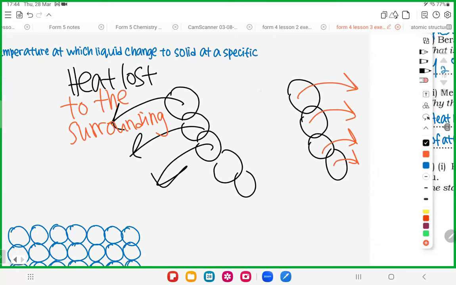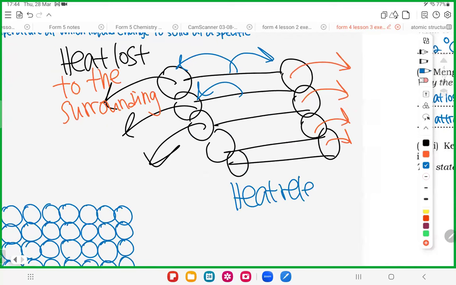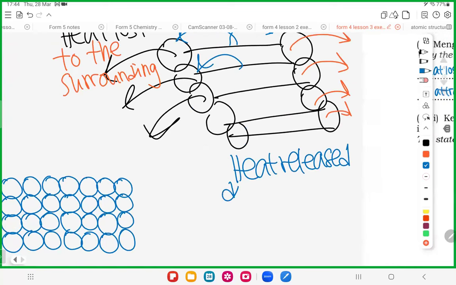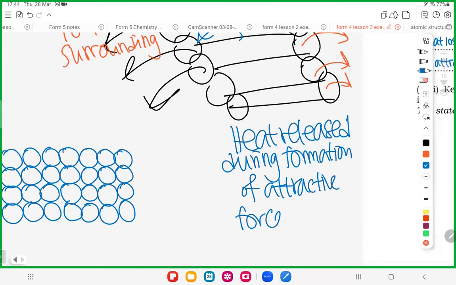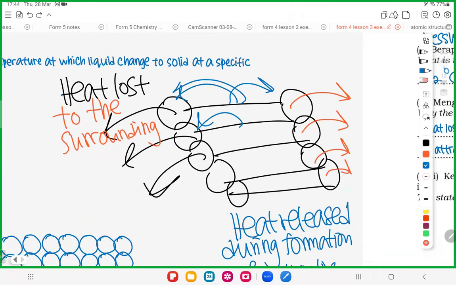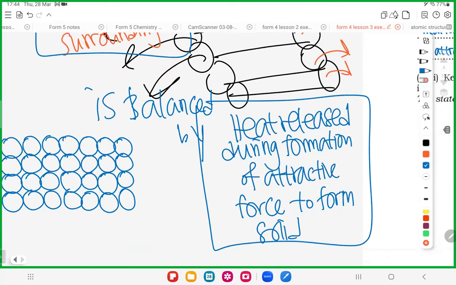So this heat loss to the surrounding is the same as the energy you get back when the particles join together. When they join together, you get back extra energy. This energy you get back is called heat release during formation of attractive force. Why do you want to form attractive force? Because in freezing, we want the liquid to join together in order to form solid. So the energy you throw away is actually the same as the energy you get back. So heat loss to the surrounding is balanced by heat release during formation of attractive force to form solid.